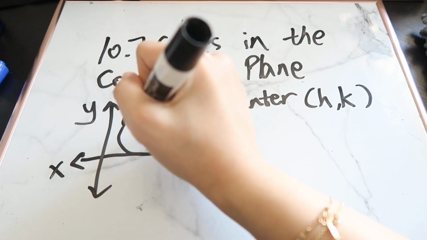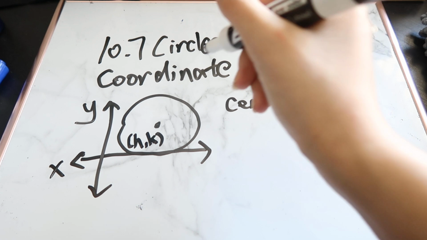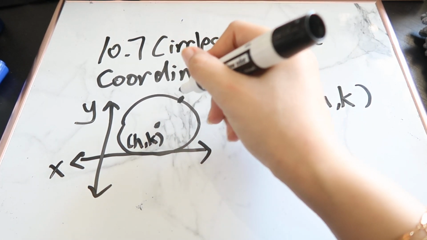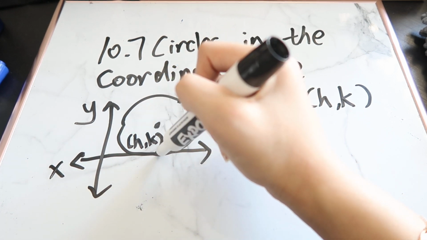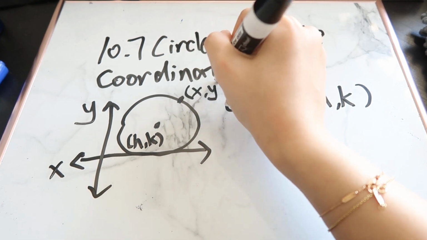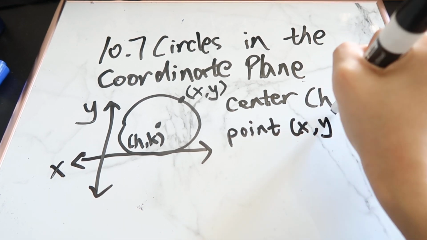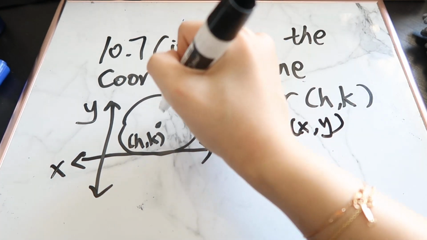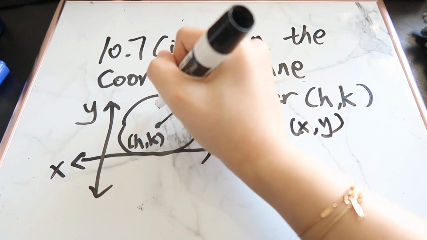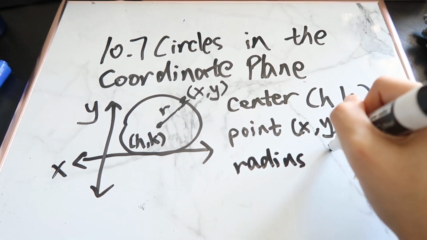So this part is our (h, k). And then we have any point, any random point on the circle. It can be up there, on the left, down there, anything works. We name this point our regular x and y. So it's just a random point, x and y. And when you connect them from the center to the point, this is our radius. So radius is just our regular r.